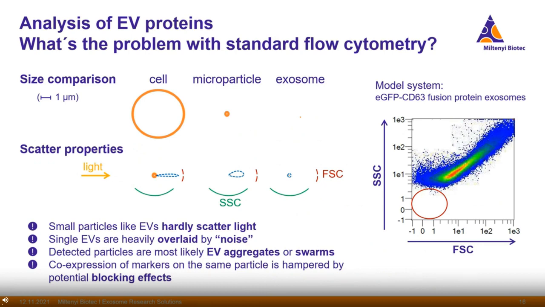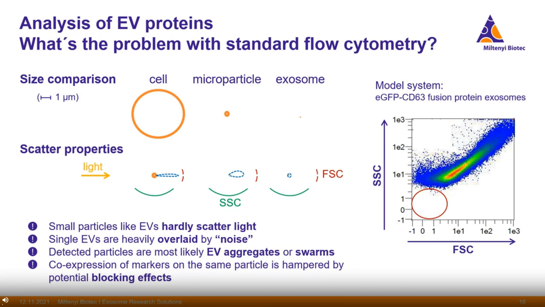Although flow cytometry is widely used in the field, its straightforward applicability to analyzing EVs is very challenging, and this is mainly due to the small size of EVs as illustrated here. So you can see the size of an EV is about 100 times smaller than the size of a cell. And small particles like EVs hardly scatter any light. If analyzed by flow cytometry, you can see here in the plot on the right that signals are detected in the side scatter and forward scatter, but it's very likely that these are EV aggregates or swarms. Single EVs would appear down here in the left corner, marked by the red circle.